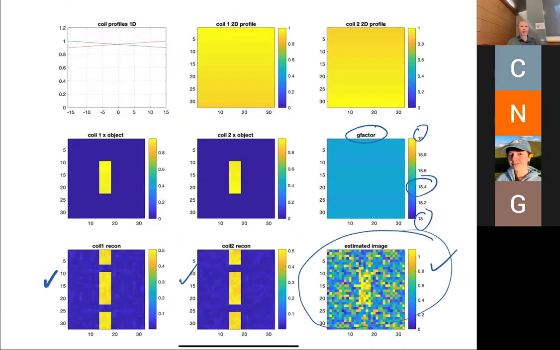Okay. So you just want to play around in the homework with coil profiles and see what happens. If I make the vectors look very similar, does the noise blow up? If I make them very similar, the image should look really bad. And as I make them more distinct, it should look better, right? So that's what you're after.